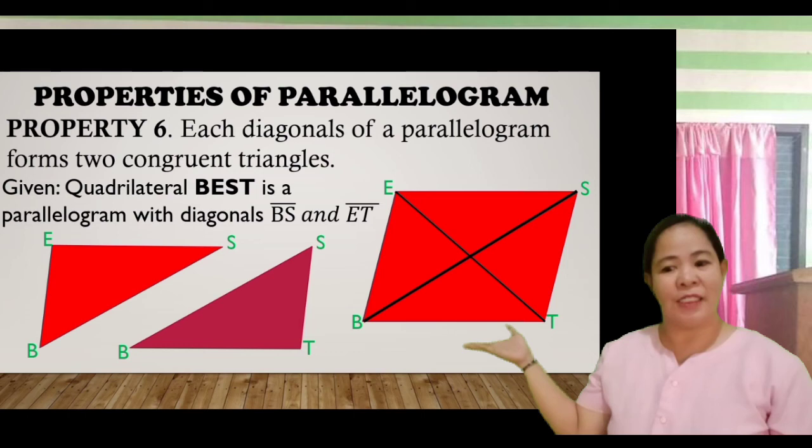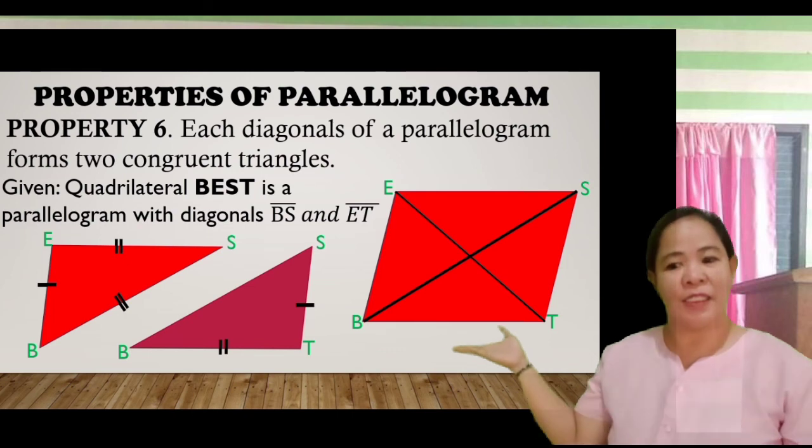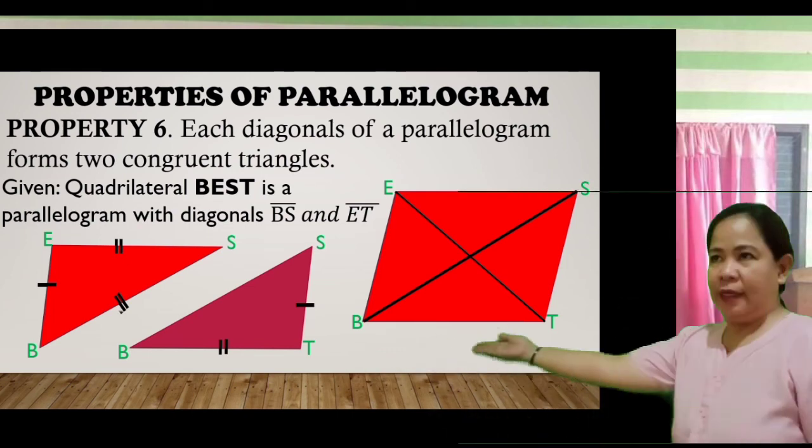So of course, the sides of this parallelogram are congruent. So meaning BE is congruent to ST. And then ES is congruent to TB. And the last is BS is congruent to SB. Okay.